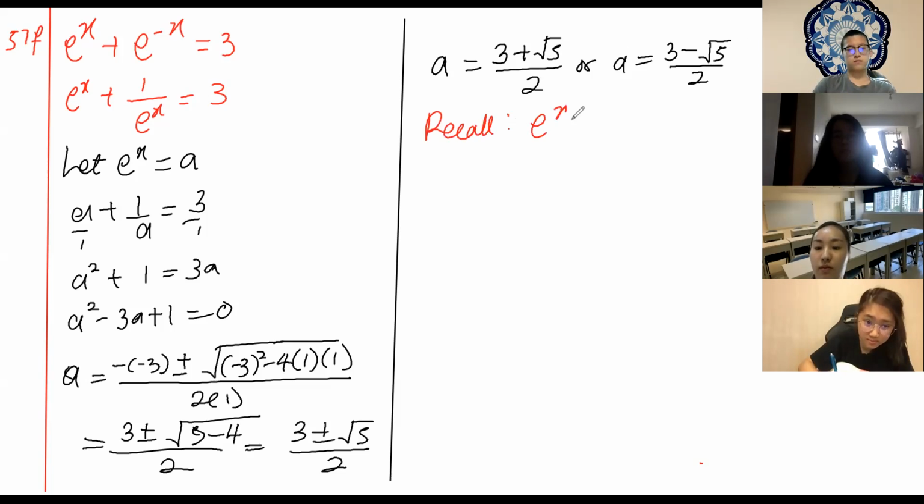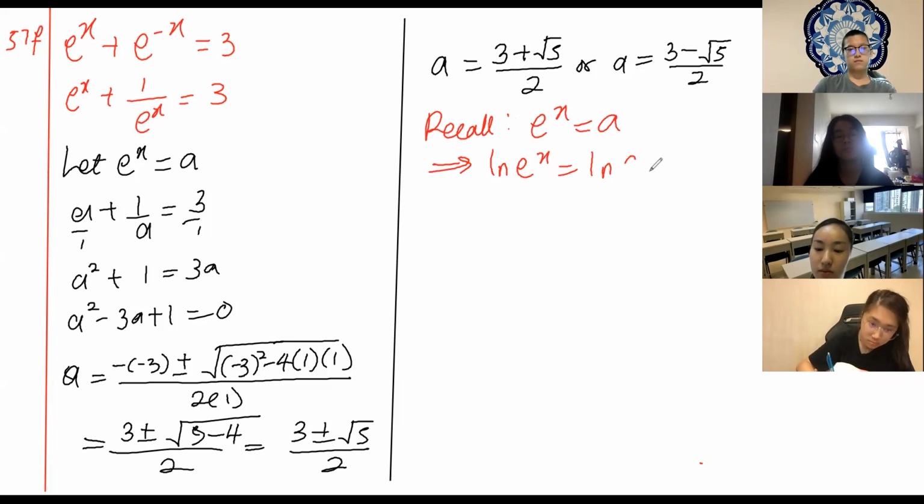e to the power x equals a. If e to the power x equals a, I can say ln e^x equals ln a. Why am I not using log this time? Why am I using ln? Can anybody tell me why I'm using ln?